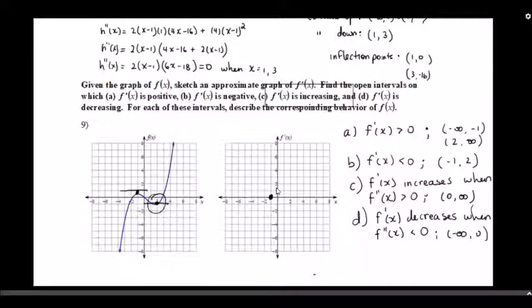And the same thing here, when x is 2, the slope of the tangent line is also 0. So here, when x is 2, I'm going to say it's 0.